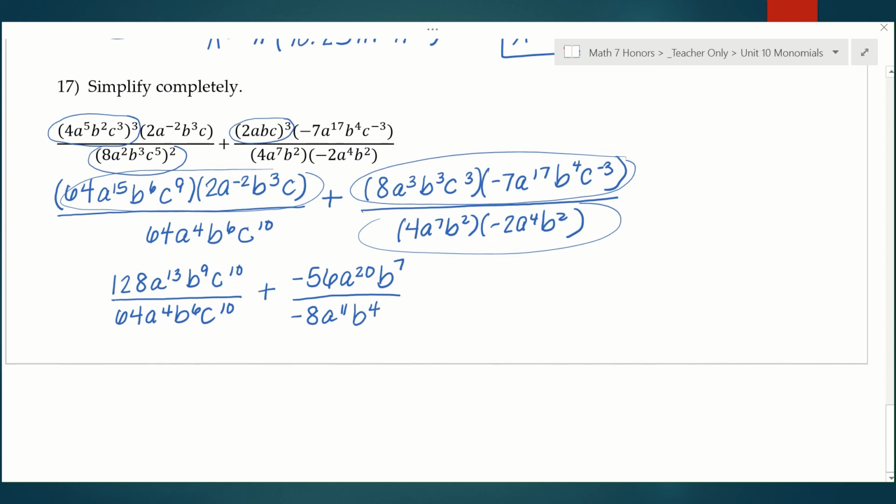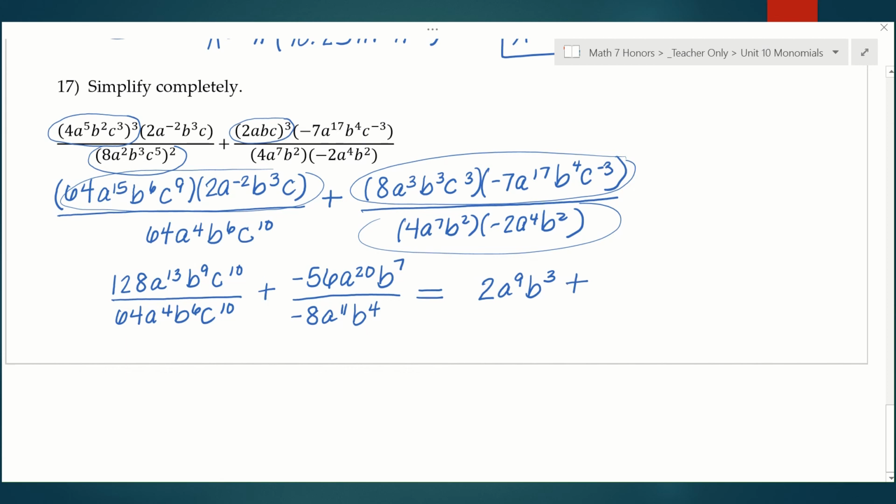Okay, we're getting there. Next step, we have to divide. Okay, so we're going to divide the fraction on the left, and then the fraction on the right, and then hopefully we'll be able to add those together. So here we go. I'm just going to put big equals here. So remember, when we divide, we divide our coefficients and we subtract our exponents. So 128 divided by 64 is 2. A to the 13th divided by a to the 4th is a to the 9th. And b to the 9th divided by b to the 6th is b to the 3rd. And c to the 10th divided by c to the 10th is c to the 0, which again is 1, and so we don't need to write it.